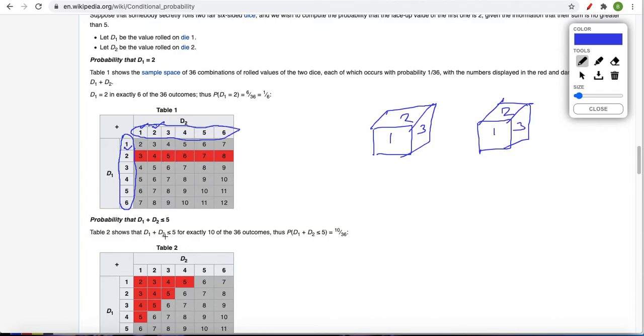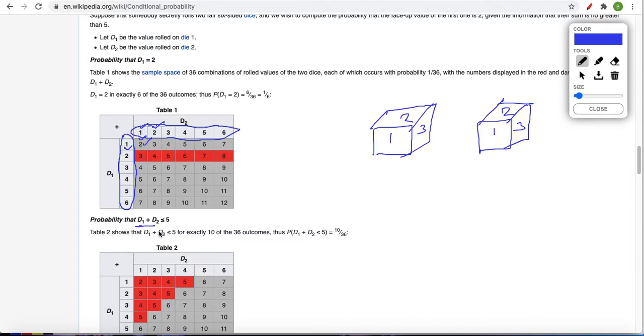Now d1 plus d2 means the output on die 1 plus the output on die 2. So d1 plus d2 is 2 here, right? Die 1 is showing 1 as output on the front face, and die 2 is showing 1 as the output. So 1 plus 1 is 2, so that is d1 plus d2, right?